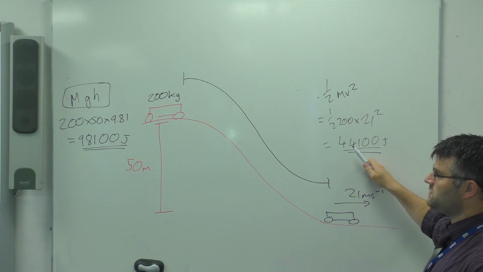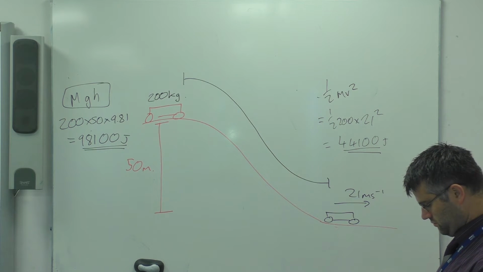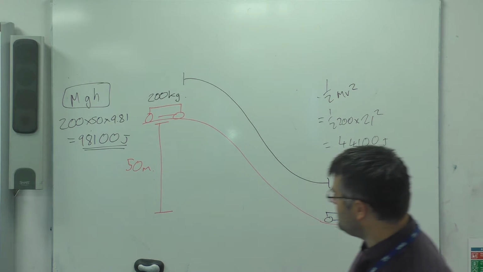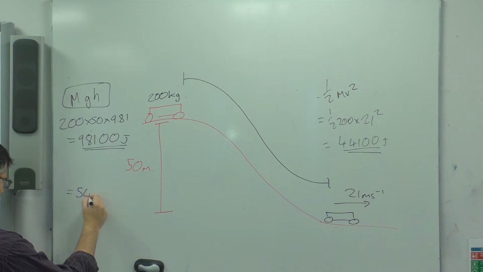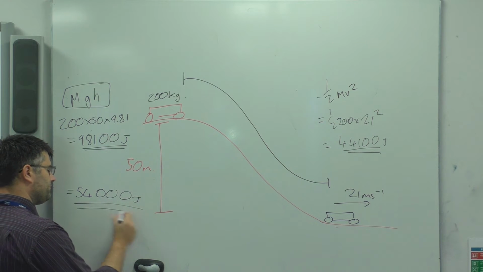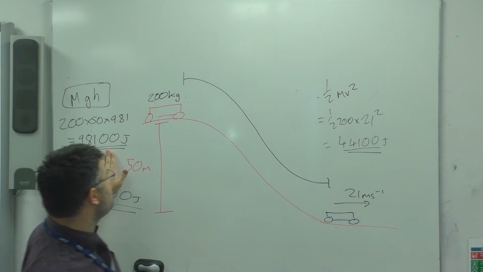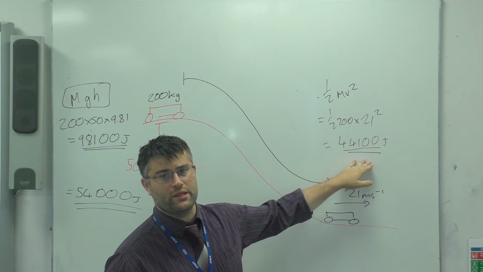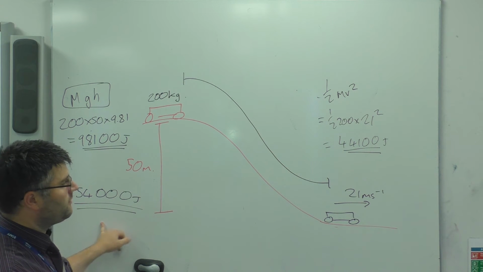So you're obviously seeing now a discrepancy between those two. You've got 44100 and 98100. If we take one from the other, we get a discrepancy of 54,000 joules. That's the amount of energy that's missing. Because that's what it started with and that's what it ended with, it's lost that amount of energy somewhere along the way. It should have had a lot more than that.